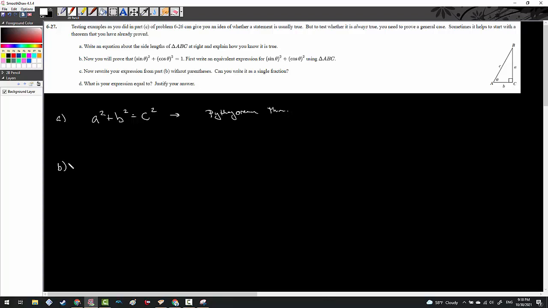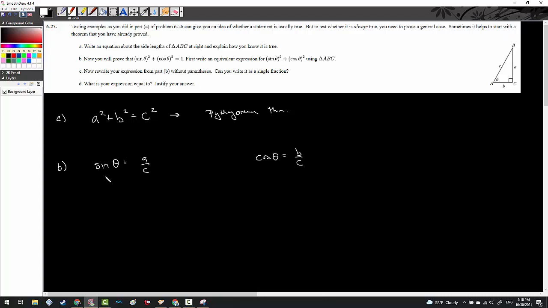Now it says, now you will prove that sine squared theta plus cosine squared theta equals 1. We have to write an equivalent expression for sine theta squared plus cosine theta squared. So what do we know? Well, I do know that sine of theta is equal to, looks like a over c, right? Again, opposite over hypotenuse. And I know that cosine theta is equal to b over c. How do I know that? It's because of adjacent over hypotenuse.